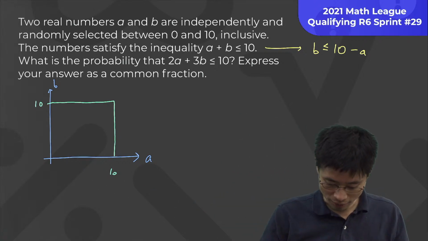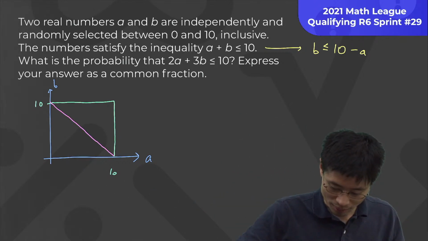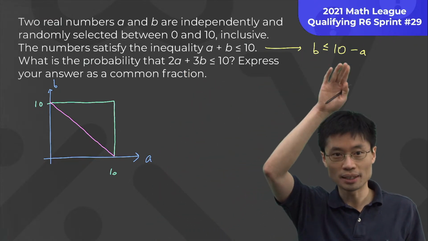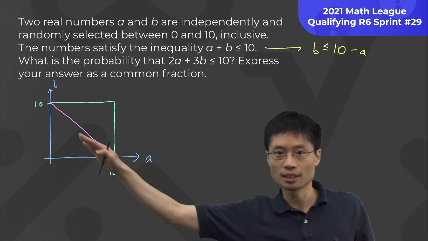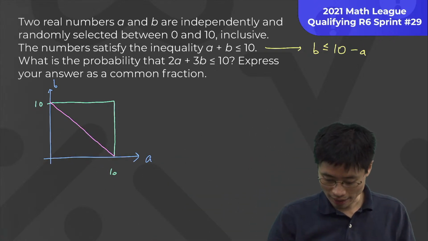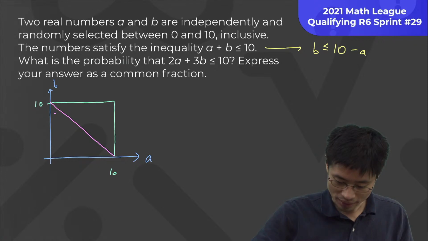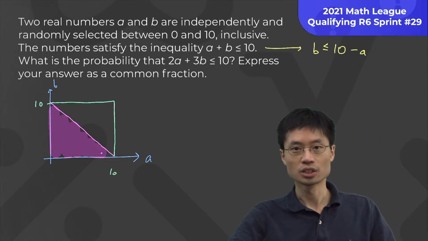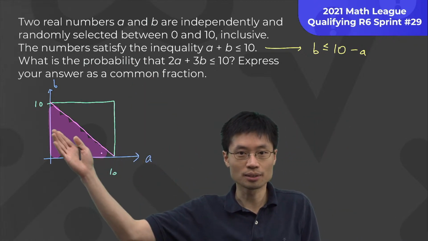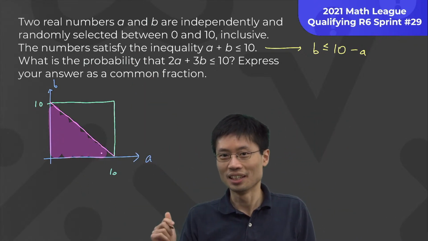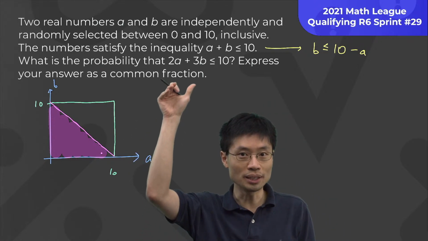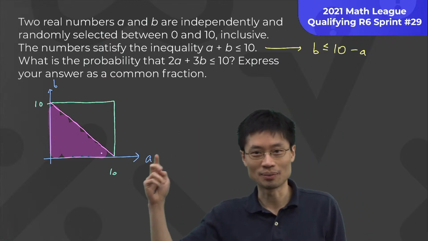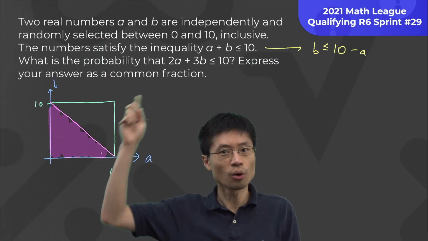But if you have done enough of these questions, you know that it will look like that. So the inequality a plus b less than or equal to 10 is b less than or equal to 10 minus a, so it's down here. I know that I'm going to pick something in this part, smoothly random from this place. Now the next thing I need to ask is, what's the probability that 2a plus 3b is less than or equal to 10? Let's draw what part of this region also satisfies that.